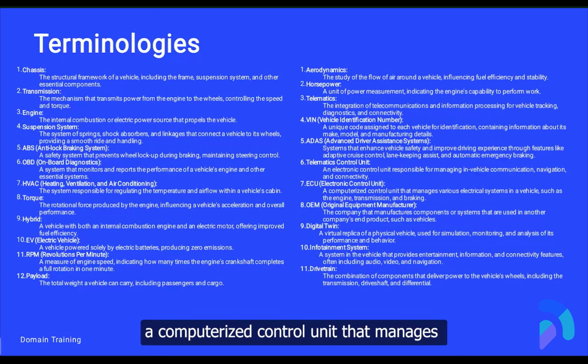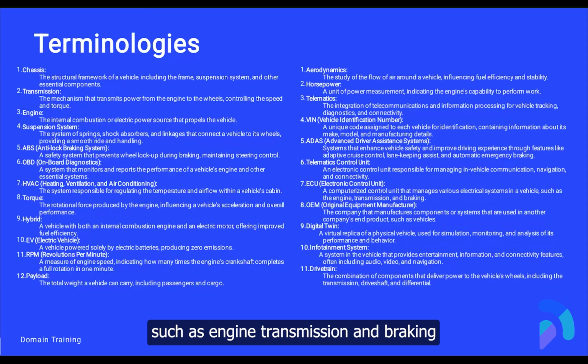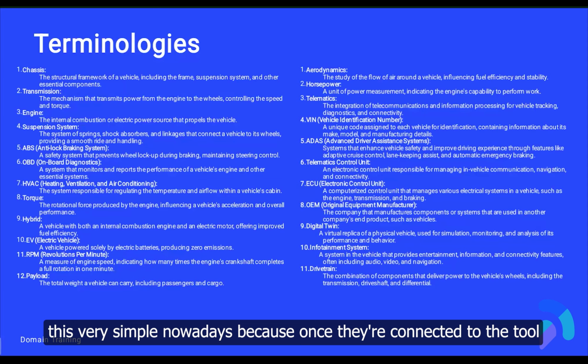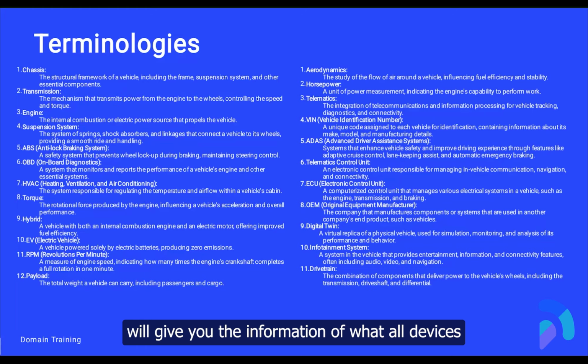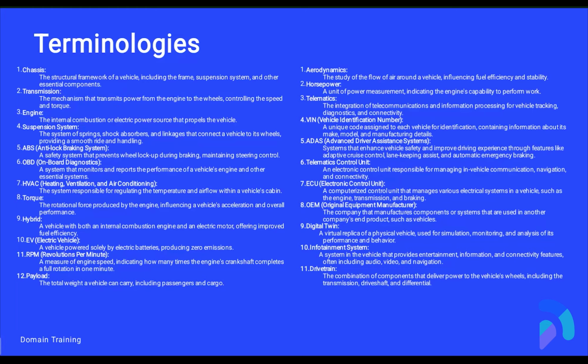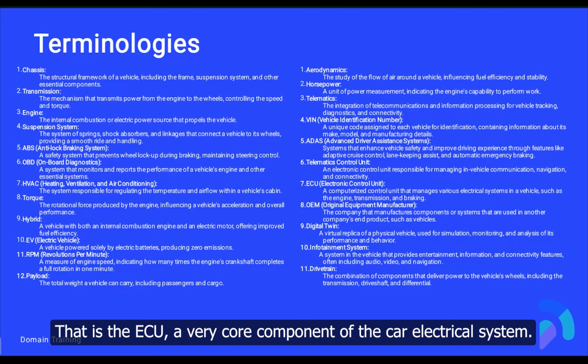A computerized control unit that manages various electrical systems in a vehicle, such as engine, transmission, and braking. This is very simple nowadays because once they connect it to the tool, the ECU itself will give you the information of what all devices or sensors are working or not. Right? That is the ECU, a very core component of the car electrical system.